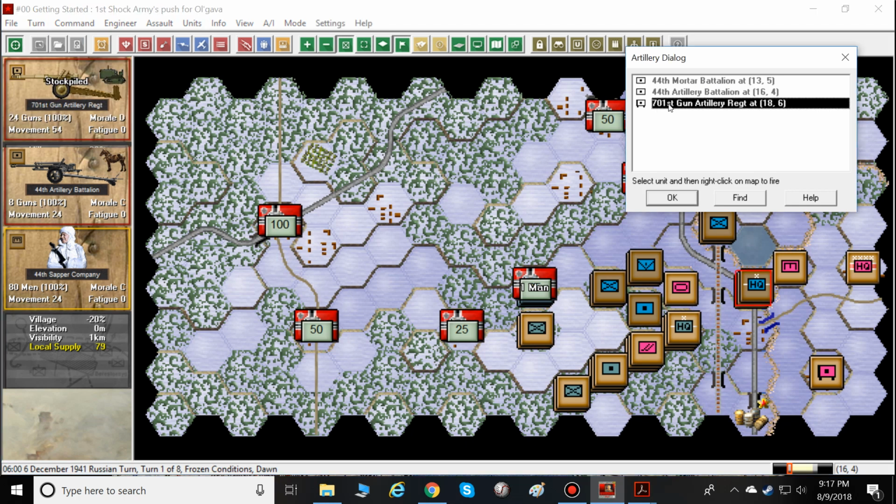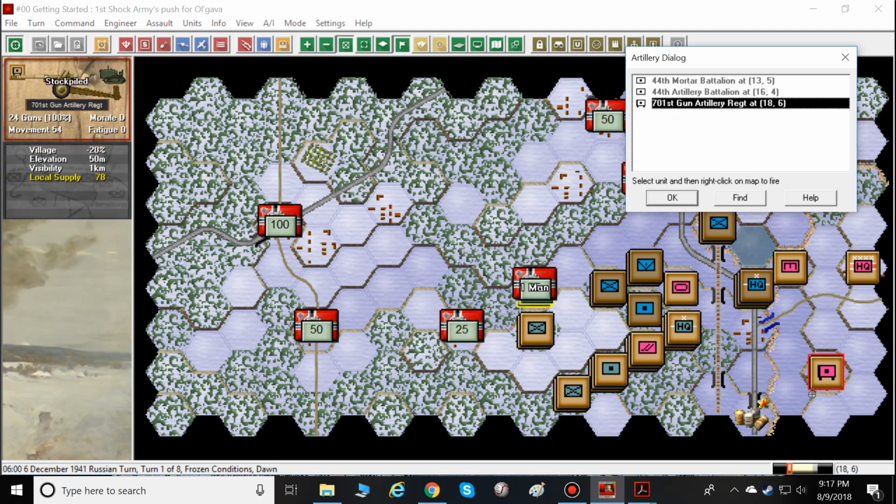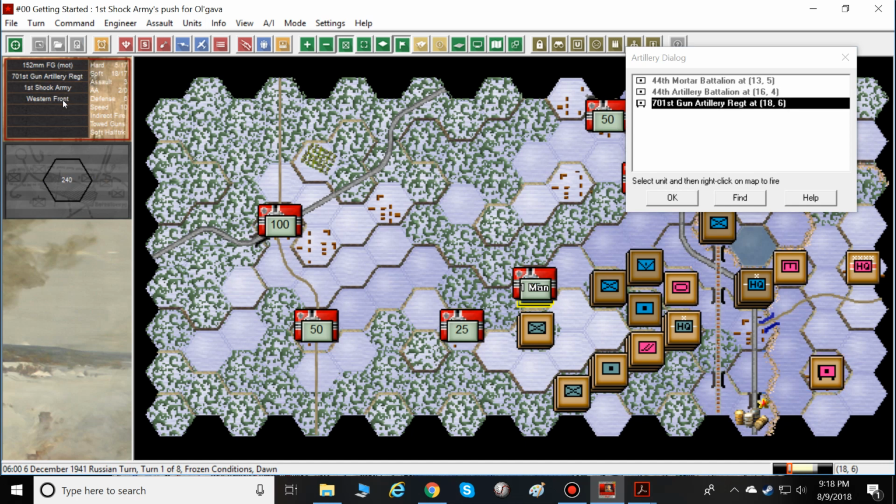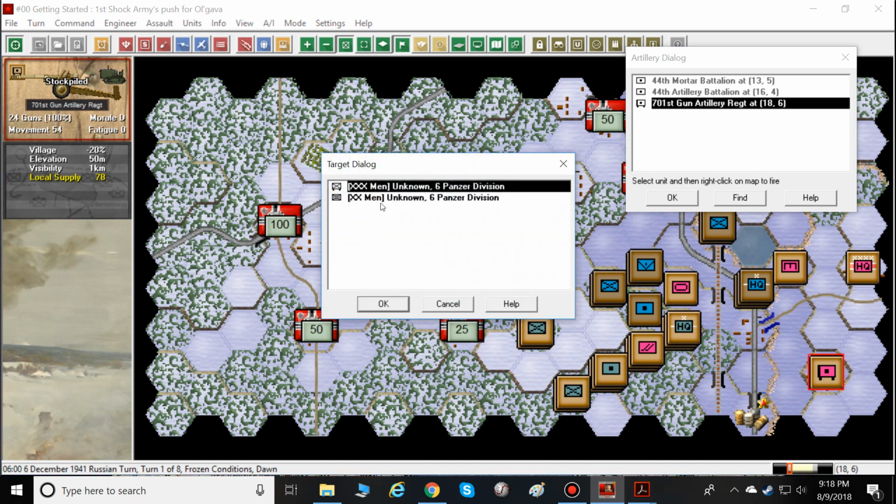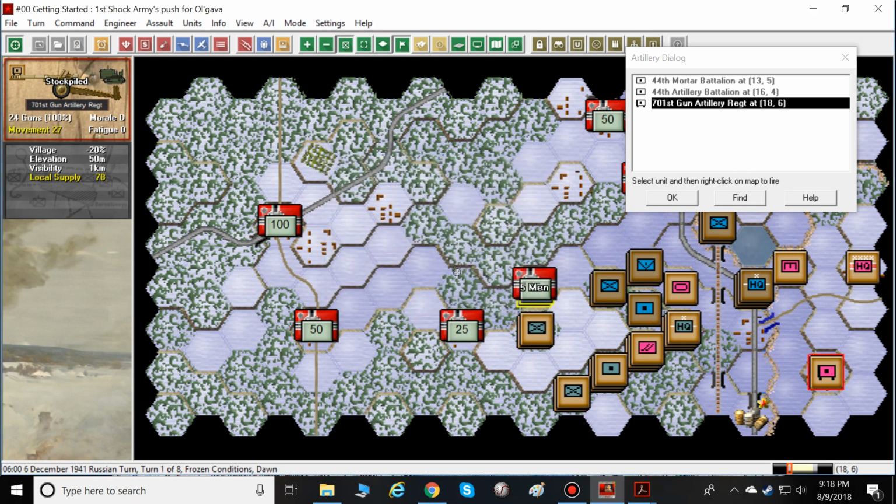And then, of course, we have the 701st Gun Artillery Regiment way in the back here. And it has a range of 17 and a soft value of 18. There is 24 guns in there, so hopefully these guys can do some serious damage. Let's take a shot at the littler unit there.